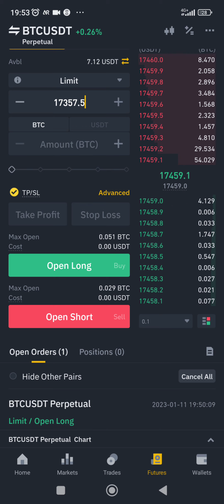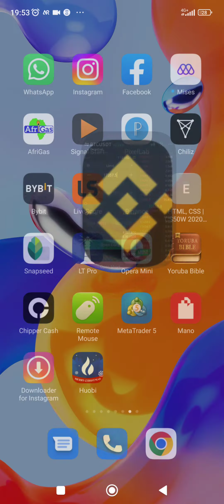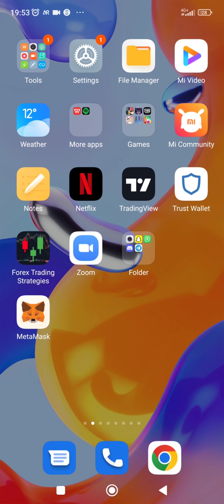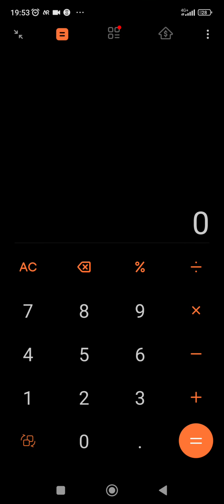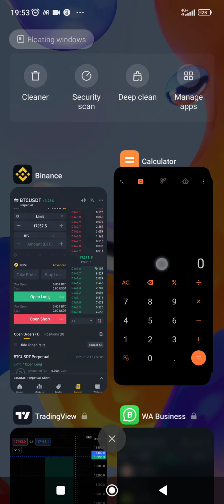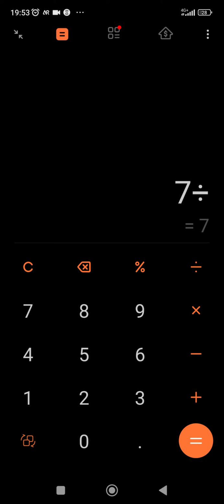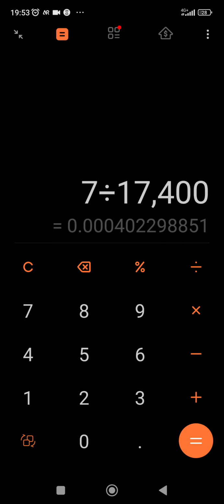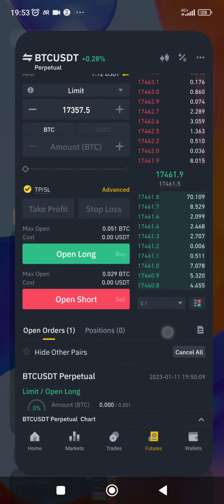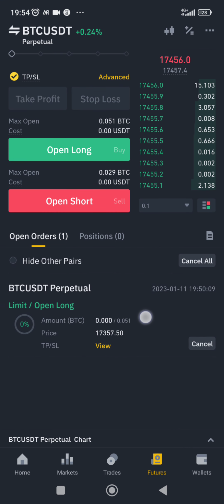Now, how much Bitcoin can $7 buy? Look at the price of Bitcoin. If I go to a calculator and take the current price of Bitcoin, which is, let's just say, 17,400, and divide my $7 by 17,400, I can't even buy anything at all. This is the amount of Bitcoin I'm supposed to buy, 0.0004. But in reality, look at what I'm able to buy: 0.051.